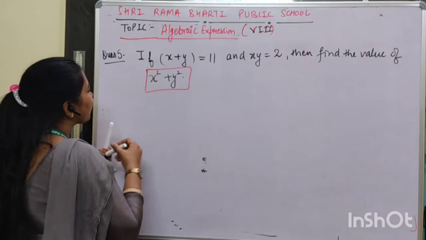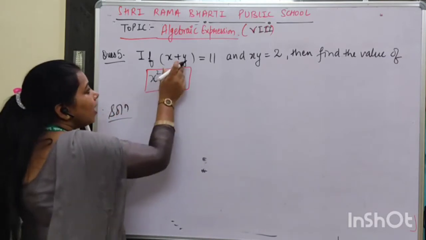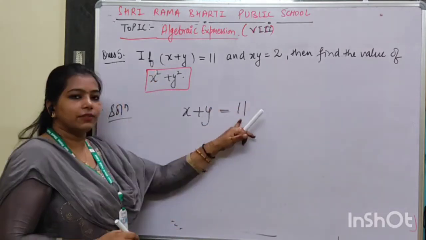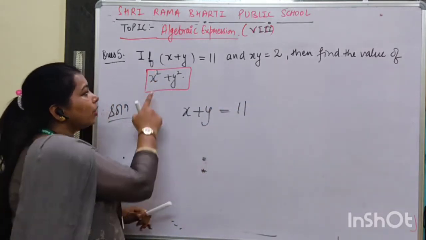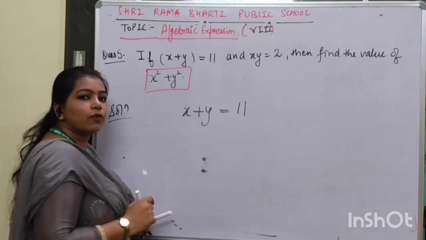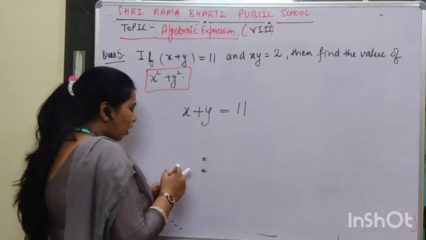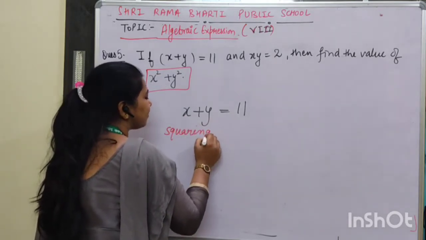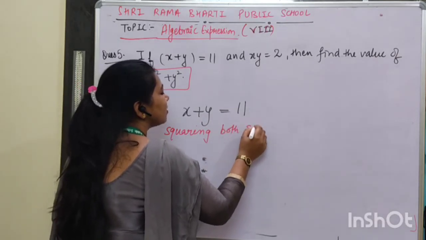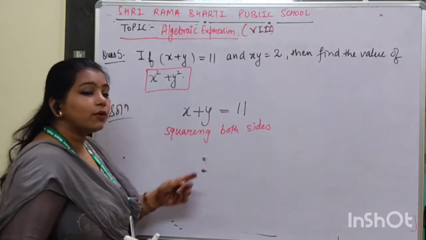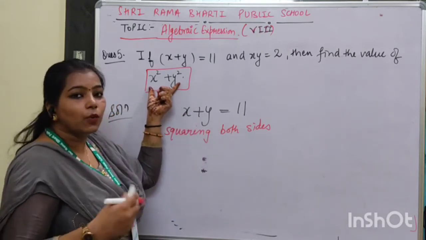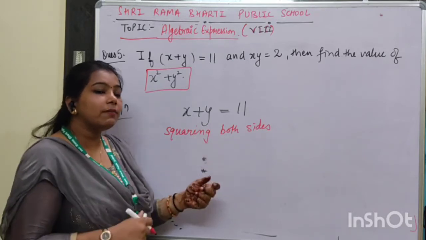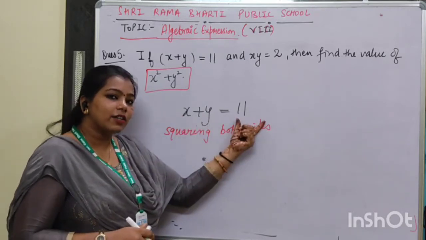So what we will do, as per the question, I know that the value of x plus y is given, 11. Right. So I want a square of x and a square of y. So let me square both sides, because I wanted to have a square as per the requirement of the question. Both sides means the LHS and the RHS.